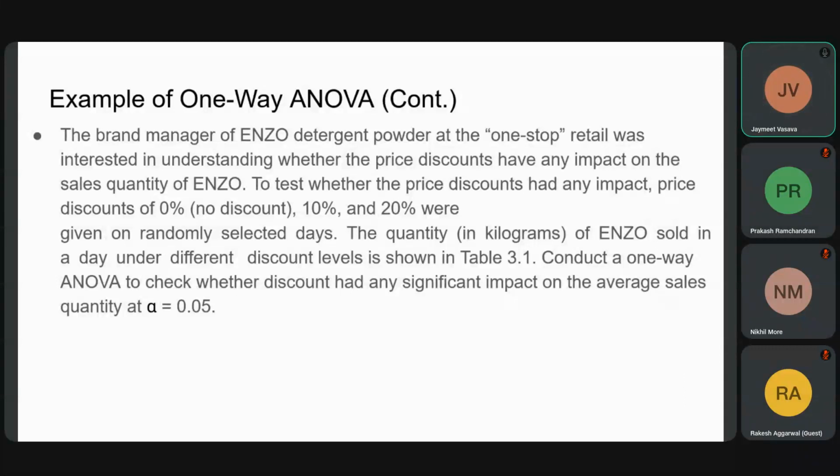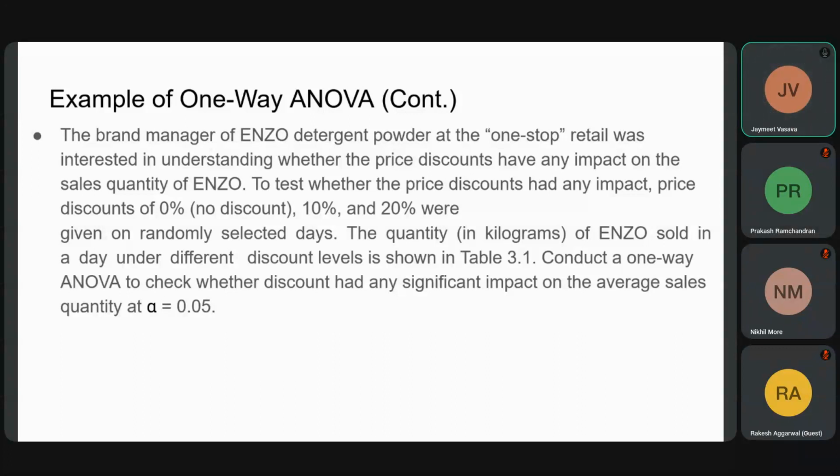So we are taking the same example of the discounted price of a product. Here we are taking a product named Enzo's detergent powder, and they are giving a discount of 0%, or no discount, 10%, and 20% on randomly selected days. The quantity is in kilograms, of Enzo sold in a day under different discount levels.